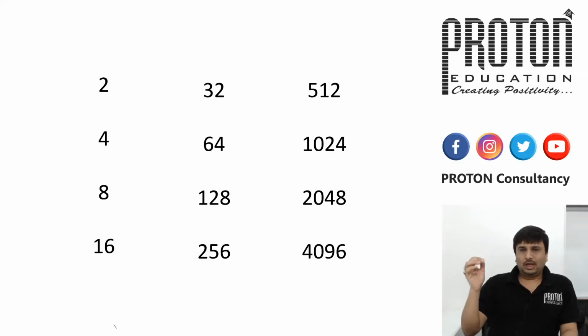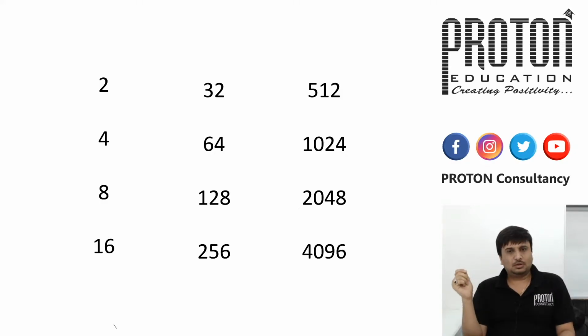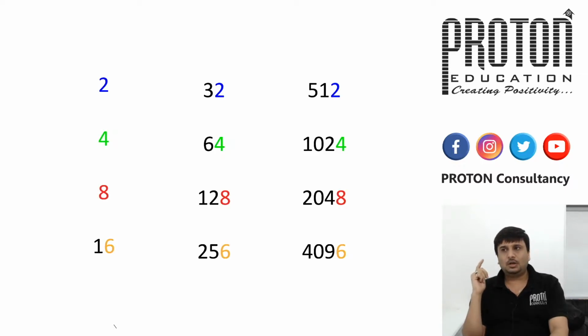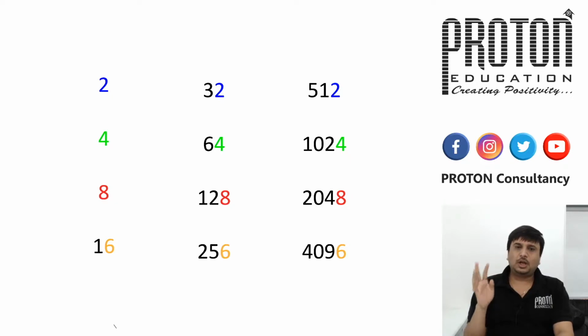2, 4, 8, 16, 32, 64, 128, 256. Can you see something that is getting repeated here? Yes, my friends, the unit digit is getting repeated here. So the power cycle for 2 has the unit digit repeating at every 4 numbers, that is 2, 4, 8 and 6.